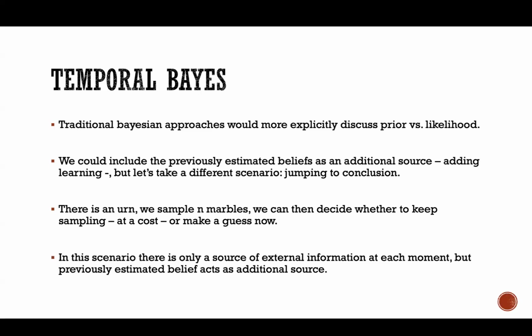So in this scenario, there is only a source of external information at each moment, but previously estimated belief acts as an additional source. The previous posterior becomes, when you sample the second time, the prior, right? The previous posterior becomes source of information number 1 or 2, whatever we call it.